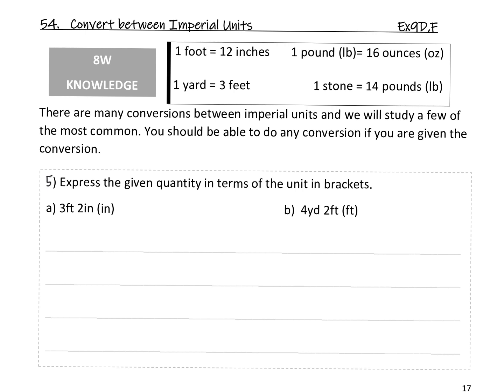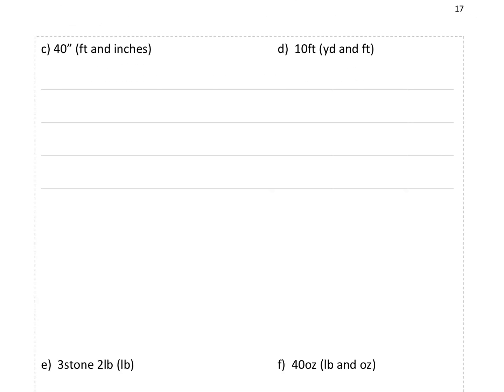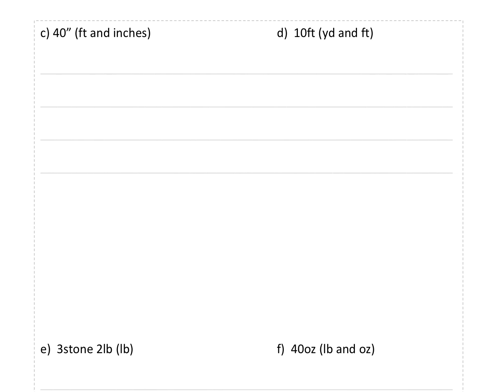Convert between imperial units. Example 5 has 6 parts, so we'll scan through. You can pause the video and have a go at them. So example 5A and B, pause the video. Example C, D, E and F, pause the video and have a go at those too.